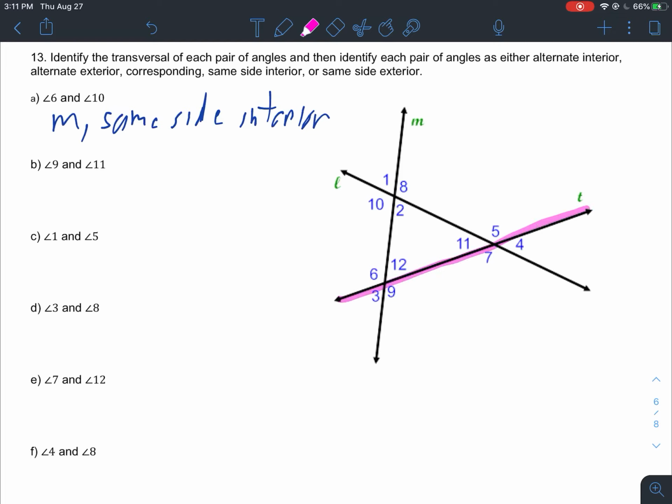9 and 11, both on this line T. They're on different sides of T, but both inside the other lines. That would make them alternate interior.